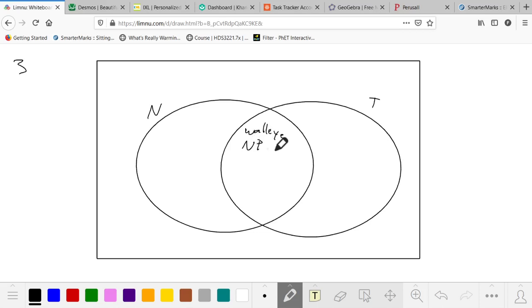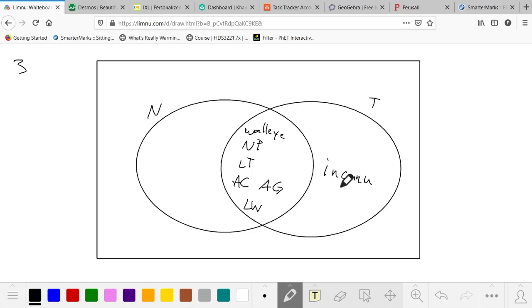Northern pike are on both. Lake trout are in both. Arctic char are in both. Arctic grayling are in both. Lake whitefish are in both. 3, 4, 5. There's the difference.